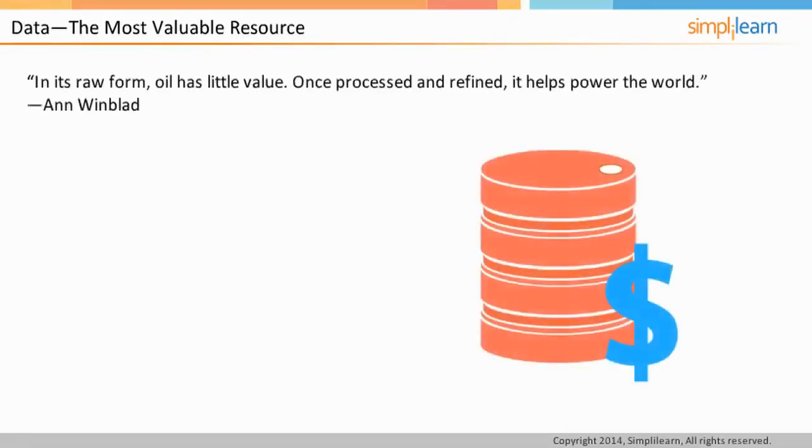Data is fast becoming like oil, which used to be considered the most valuable natural resource in terms of monetary value. In its raw form, oil has little value. Once processed and refined, it helps power the world. The same holds true for data or information. In its raw form, data has little value. Once processed and refined, it helps power the world. That is why Clive Humby commented on CNBC that data is the new oil. In the next screen, we will define big data and discuss its sources.